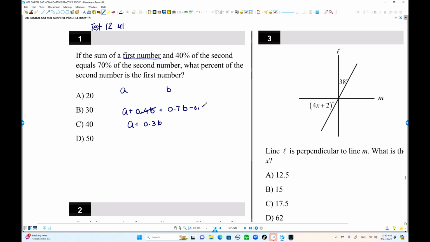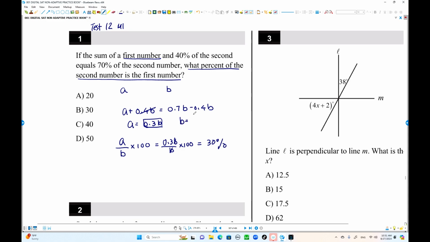Okay. So that's the question. What percent of a second number is the first number? So you have to find first number, second number, right? So A over B, that's the fraction. And to find percent, you multiply 100, okay? A is 0.3b. Or you can use some number. I'm going to use it by myself. So A is 0.3b over B. This is 0.3, right? Times 100 equals 30%.